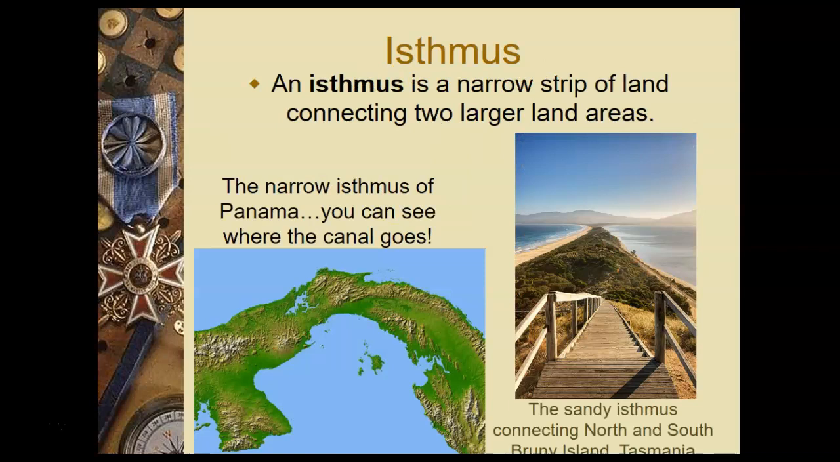Next is an isthmus. Hard for me to say without a lisp, an isthmus. So you've got this narrow strip of land that connects two larger chunks of land. So Panama is an isthmus because you've got North America and South America connected by this chunk of land, and then we chose to build a canal right through there.